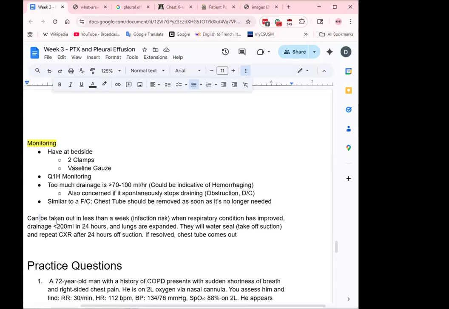So kind of mentioned here. They will water seal, take off suction, repeat chest X-ray after 24 hours, and then if they feel like that's resolved, they'll take the chest tube off, and then you'll just be recovering from that. You're going to be doing your checks, like your incision checks. So you're going to be checking for infection, bleeding, hematomas, and all that stuff.